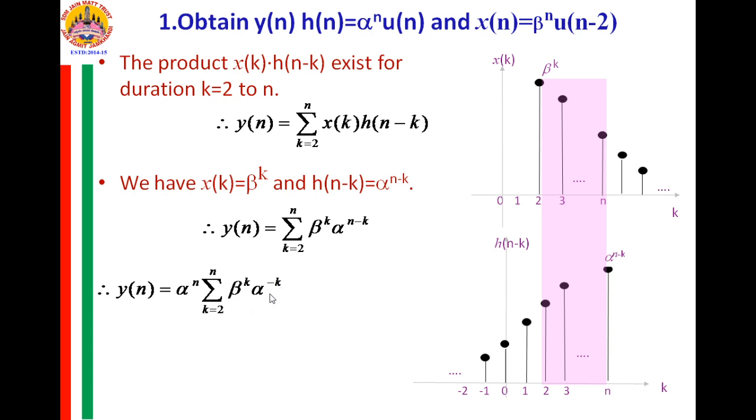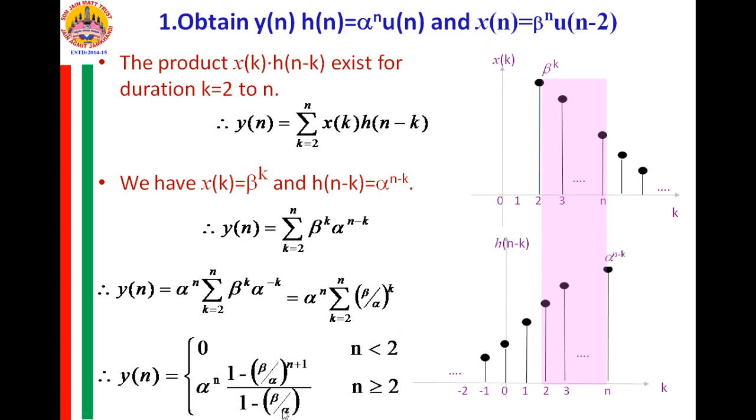Now this beta raised to k into alpha raised to minus k can be written as beta by alpha raised to k. Now what is the closed form expression of this? The lower limit is 2, the upper limit is n. This alpha raised to n is constant, you keep it as it is. What is the summation value of this? It is beta by alpha raised to 2 minus beta by alpha raised to n plus 1 upon 1 minus beta by alpha. So this summation exists for n which is greater than or equal to 2.